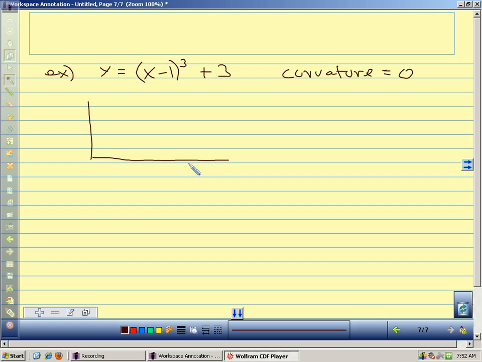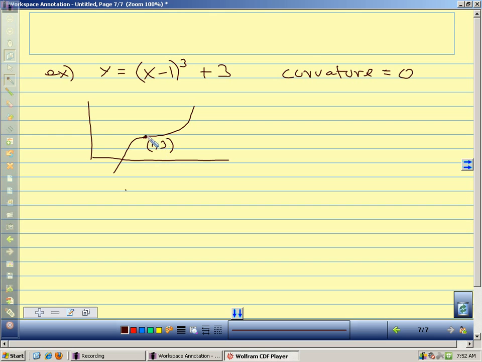And where is it going to cross the x-axis? Or where is it going to be in the middle of that flat part? One, three, right? So it's going to look something like that. And this is at the point 1, 3. So where would you guess, this is not a great sketch, but based on what you know about what this curve looks like, where would you guess that the curvature is zero? At that point. That's where it's flat, right?